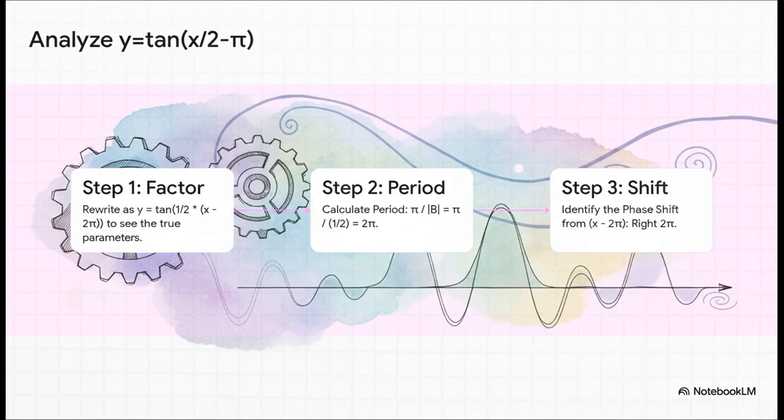Now this one is a classic trap. You might look at it and immediately think the graph shifts pi to the right. But wait, to see the real horizontal shift, you have to factor out that coefficient in front of the x, which is 1/2. It's kind of like putting on X-ray goggles. Once you do that, you see the true parameters. The period is pi divided by our b value of 1/2, which means it gets stretched out to 2 pi. And now you can see the real phase shift inside the parentheses, a move of 2 pi to the right. Always remember to factor first.